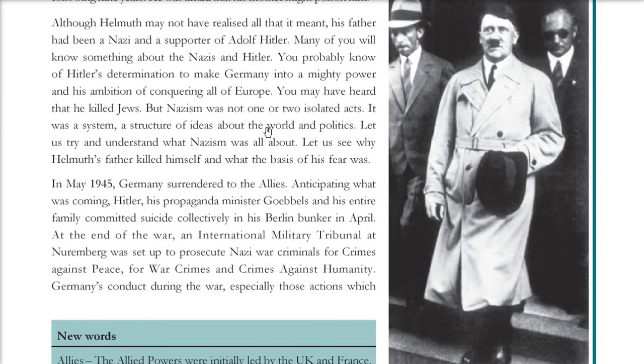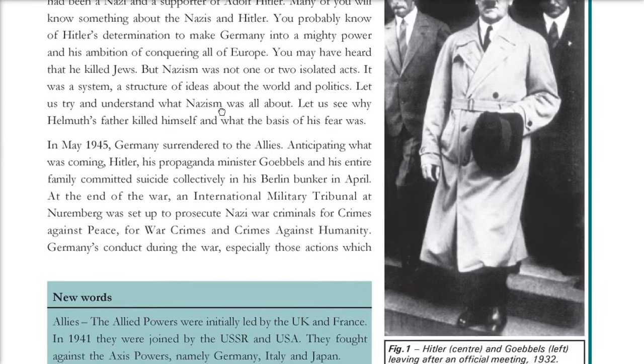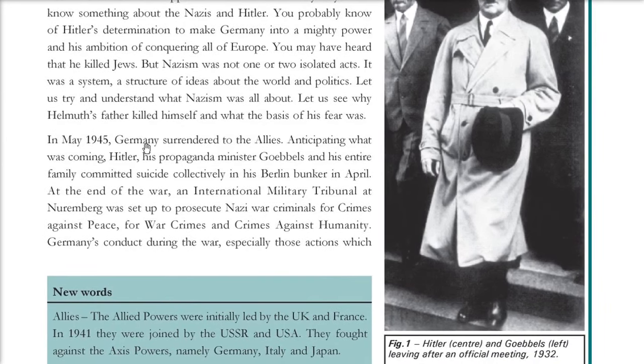Now Hitler was a dictator, and the main thing was that a lot came out after the war ended. People came to know what was done by him and the Nazis in Germany and nearby. So there is a story behind this: in May 1945, first of all, Germany surrendered to the Allies.